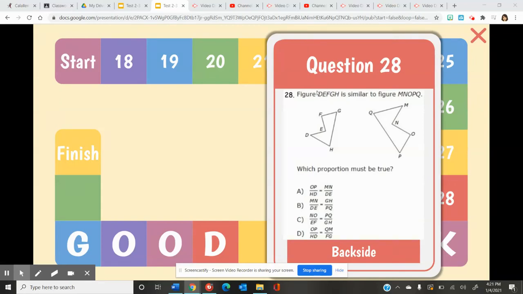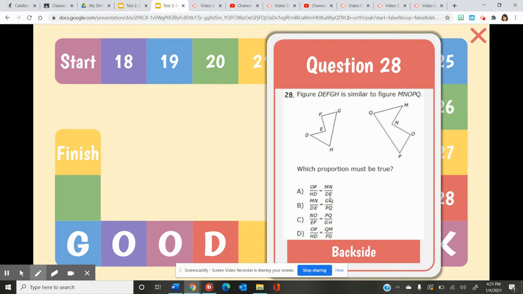Number 28. Figure DEFGH is similar to figure MNOPQ. Which proportion must be true? Now, if you notice here, we have similar figures, however, they are not positioned the same. Luckily for us, they gave us the names of these figures, and we can use the order that they give us the letters in to see what corresponding sides we have.